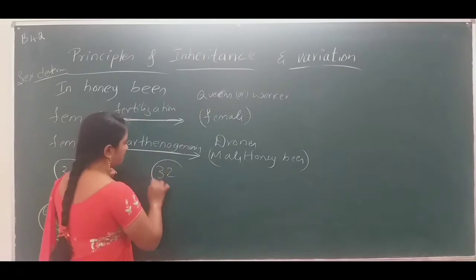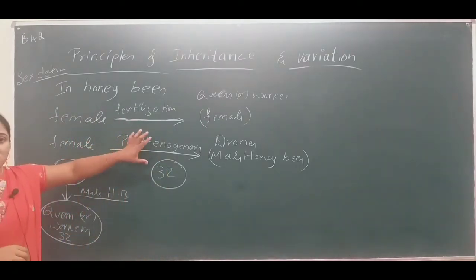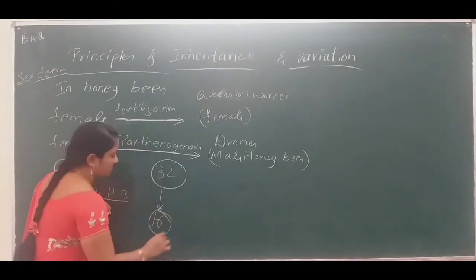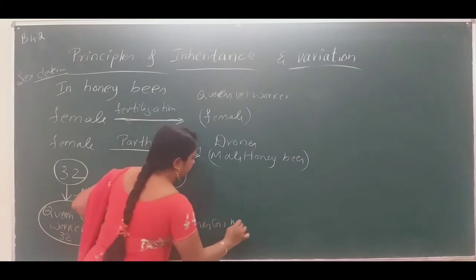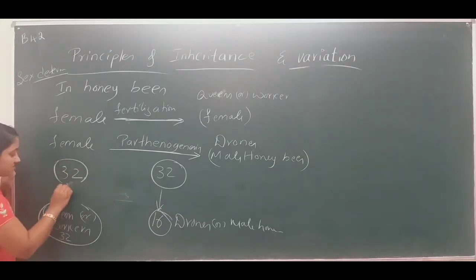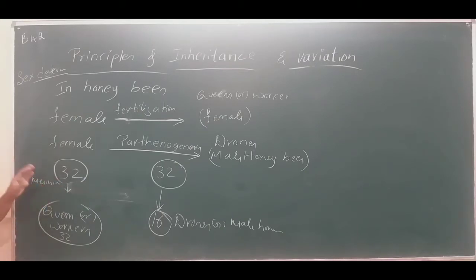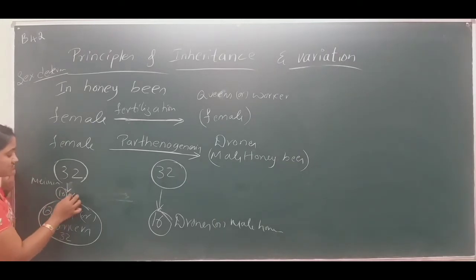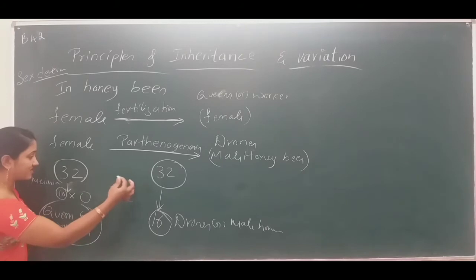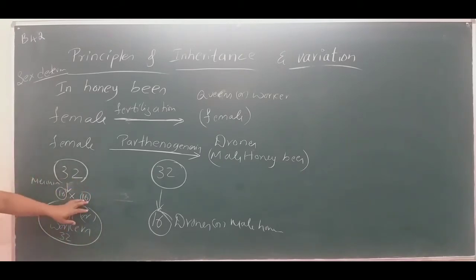If the same honeybee does not undergo fertilization, if it is not mating with the male drone, in that case it gives rise to drones, the male honeybees. So you might have a confusion here. 32 is the female honeybee chromosome number. First it undergoes meiosis and produces gametes, and those gametes have 16 chromosomes. When it mates with the male honeybee, the males secrete sperms, and those sperms also have a set of chromosomes.